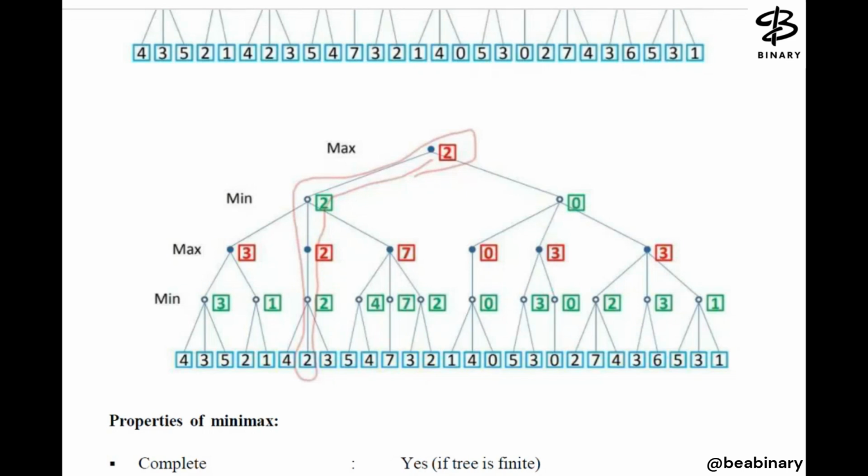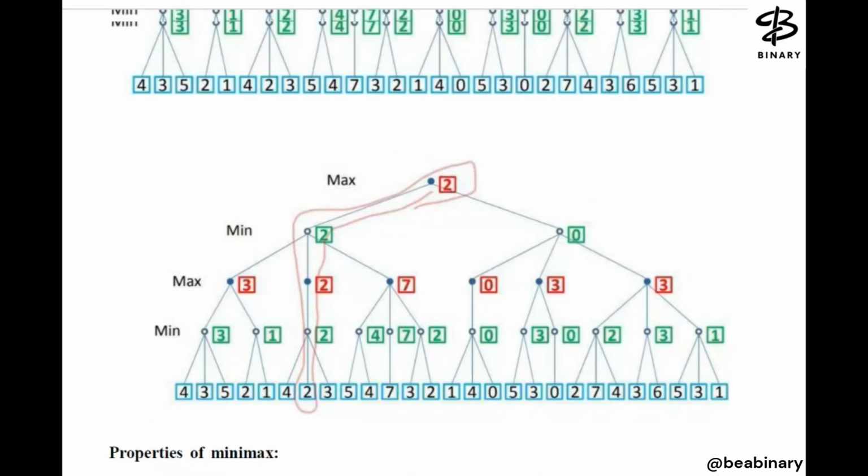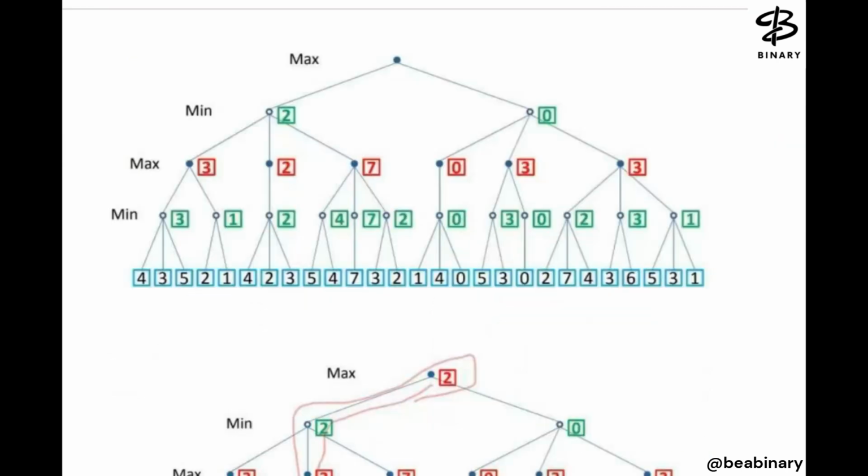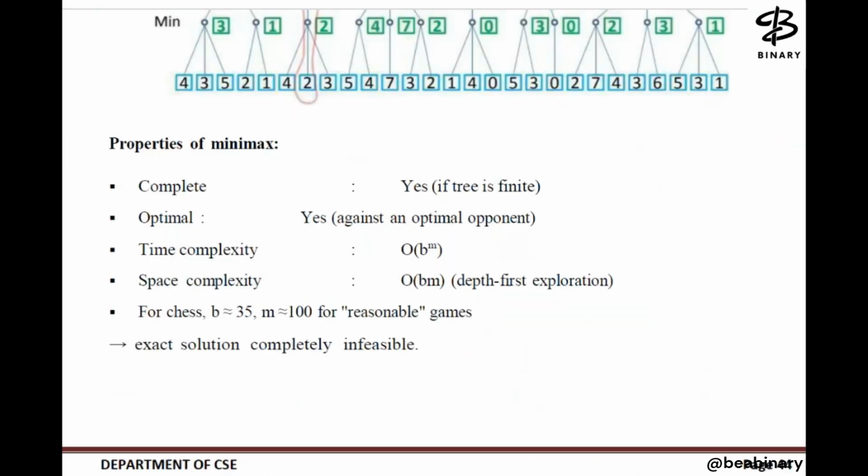So here we have found, according to the minimax problem, how the minimax problem works. The minimax problem works according to a minimum and maximum value alternation. It will provide the alternate calculation. So what is the property of minimax here? Complete, yes. If the tree is finite, it is definitely complete. Optimal, yes, against an optimal opponent.